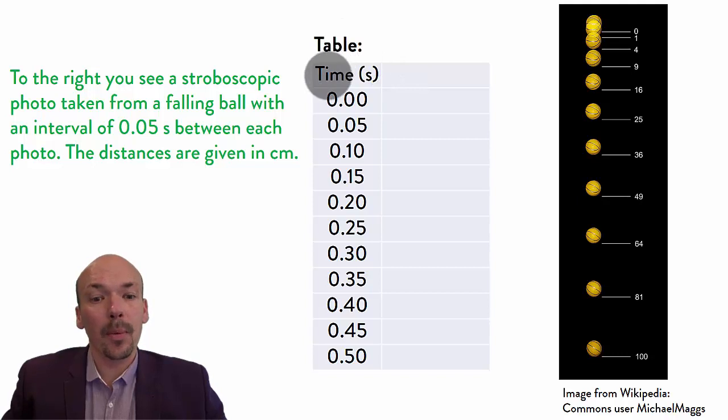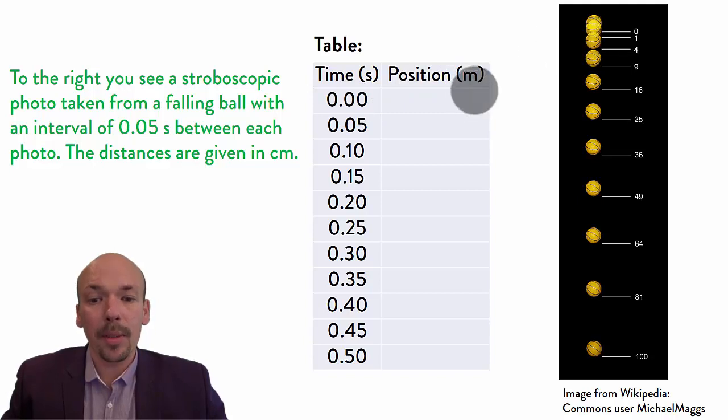So we have a table and we will have the time in seconds. We have a starting time of 0.00 seconds, and then every time there is 0.05 seconds more, because every picture has an interval of 0.05 seconds. So now we have the time and we also need the position. Well, at the beginning the position was 0.